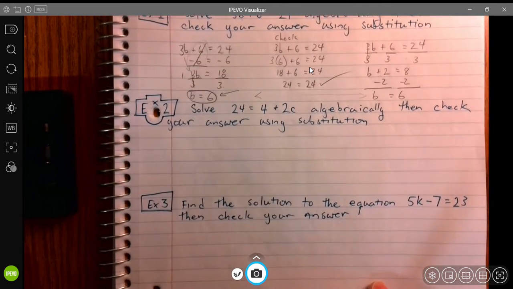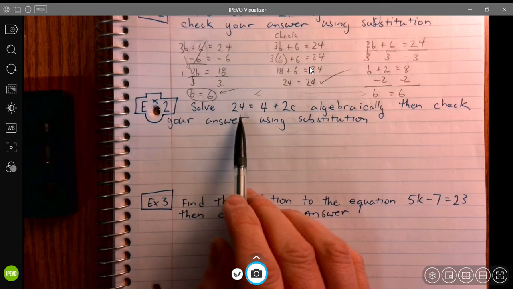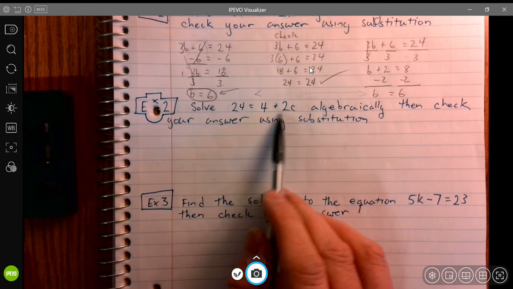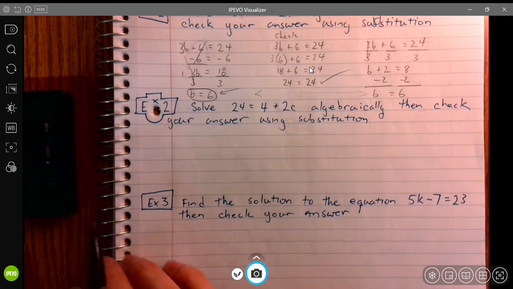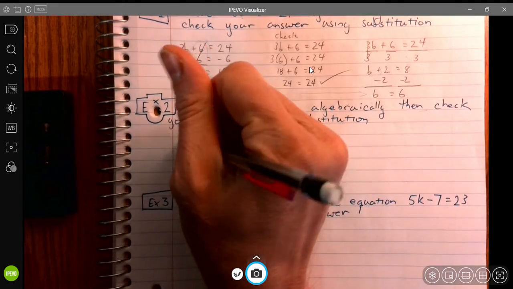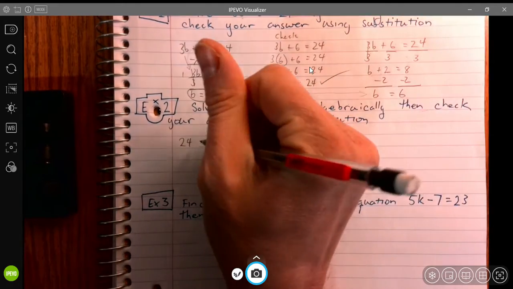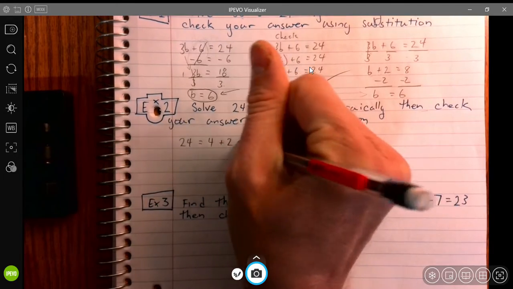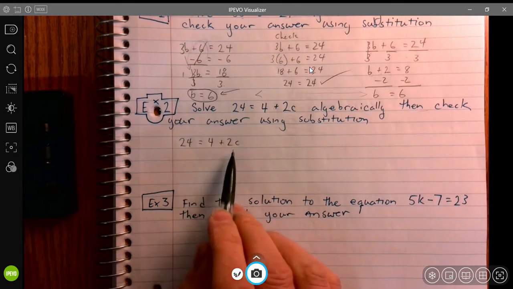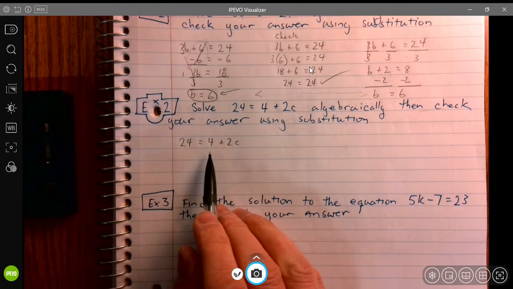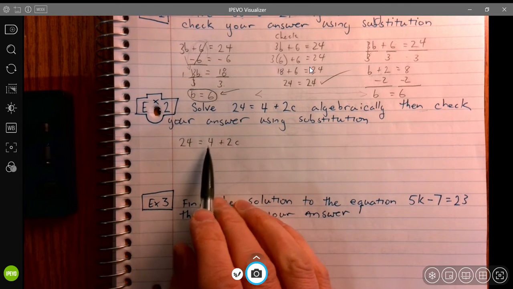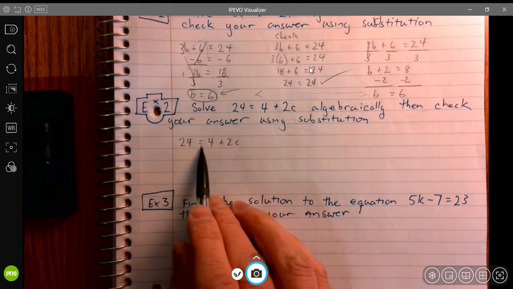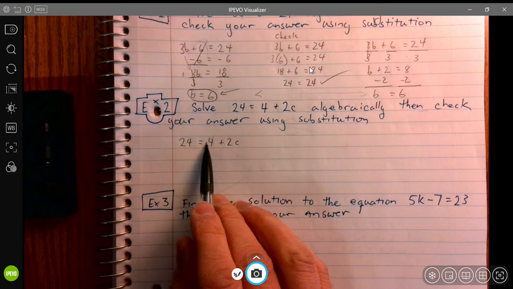Let's take a look at another example. Solve 24 equals 4 plus 2c algebraically, then check your answer using substitution. Okay, going to copy down my question. Here, the variable is on the right side of the equation. It doesn't matter. Remember, if there's no sign in front of a number, it's implied that it's positive.